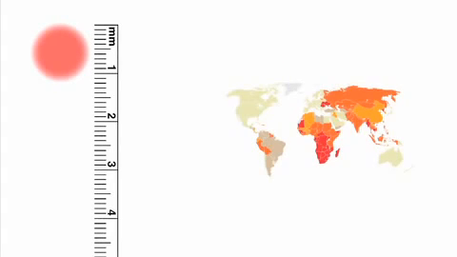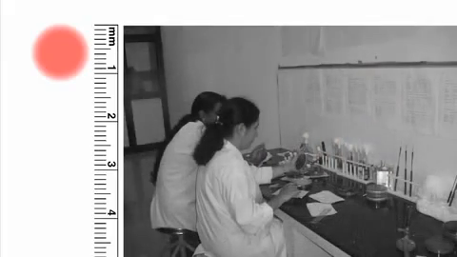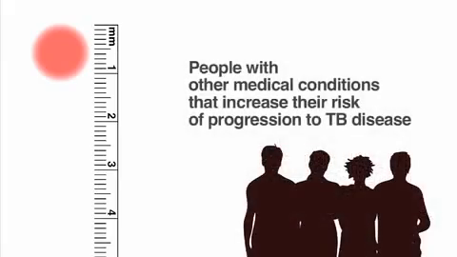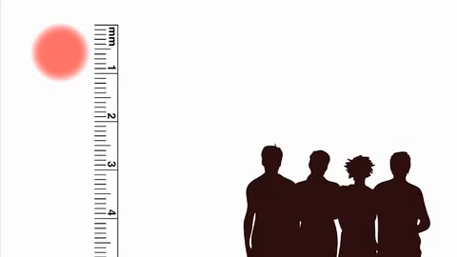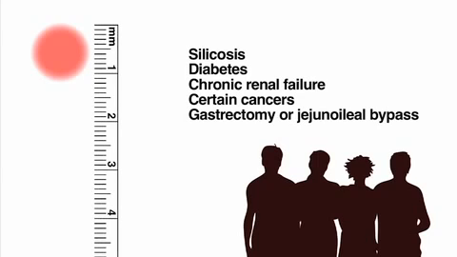Others are considered positive if the induration is 10 or more millimeters. These include recent arrivals from certain regions of the world, injection drug users, people who work in mycobacteriology labs, and people with other medical conditions that increase their risk of progression to TB disease. These medical conditions include silicosis, diabetes, chronic renal failure, certain cancers, gastrectomy or jejunal bypass, and weight loss.